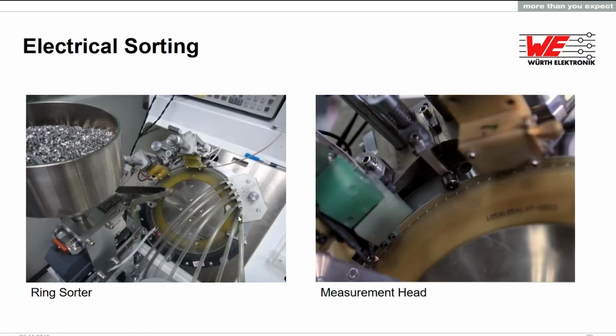Electrical sorting happens in a big ring where each component is sorted out and tested. There are little slots where each part is measured to make sure that they fit into specification, and afterwards are sorted into different categories.